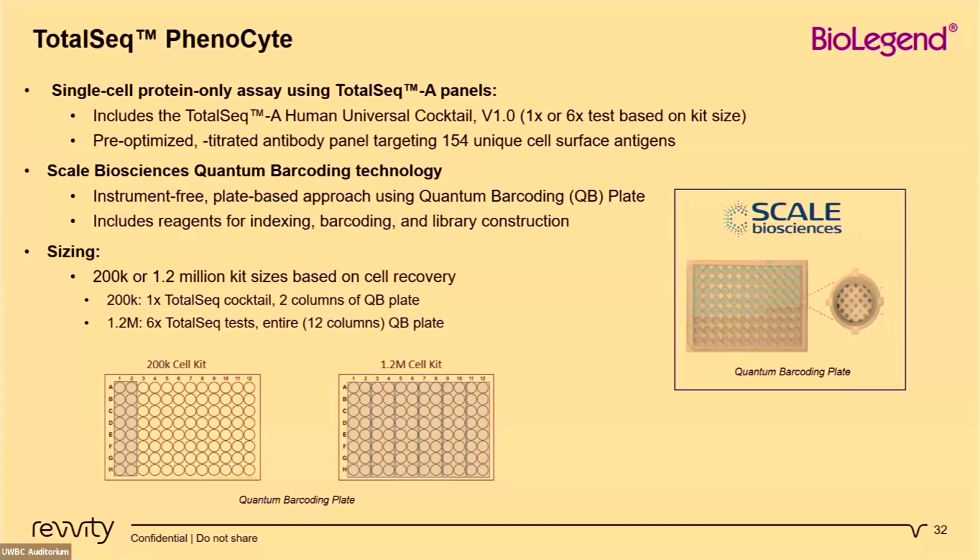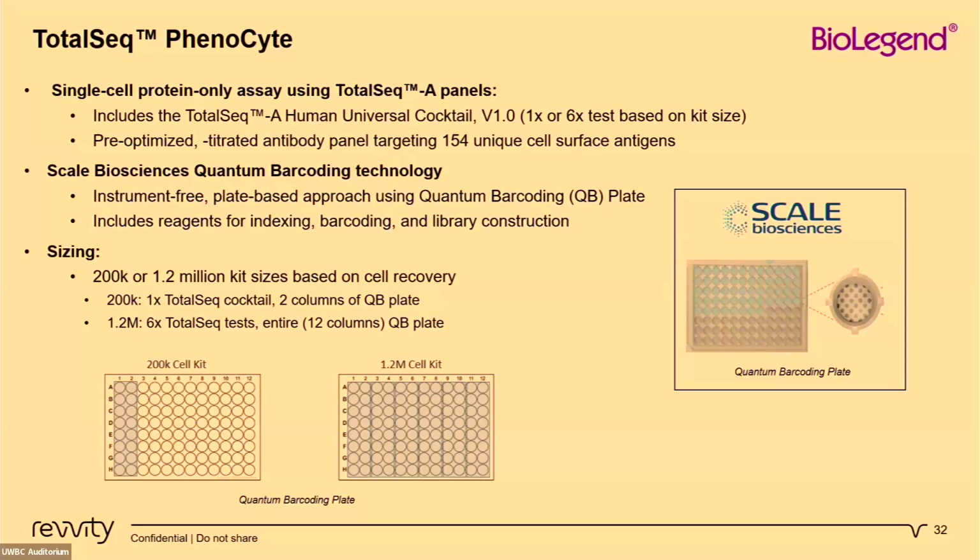So again, with this instrument-free plate-based approach, this plate contains a really cool technology that allows you to have the cells sort of fall into individual microwells of a 96-well plate, and then allows you to do indexing with i7 primers and some dilution of cells. So the sizes of our kits come, like as I said, in 200,000 cells or 1.2 million cells based on how many cells you want to recover. So you're going to use actually more than that in your staining process. And again, like I said, one cocktail comes with the 200K kit and 6 cocktails with the 1.2 million kit.